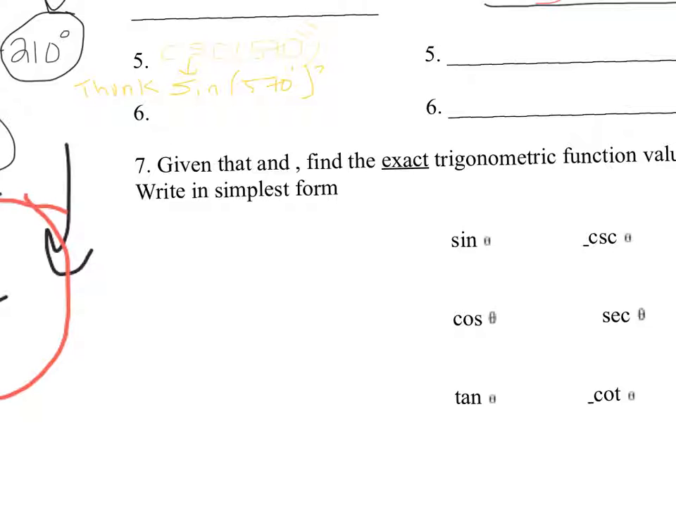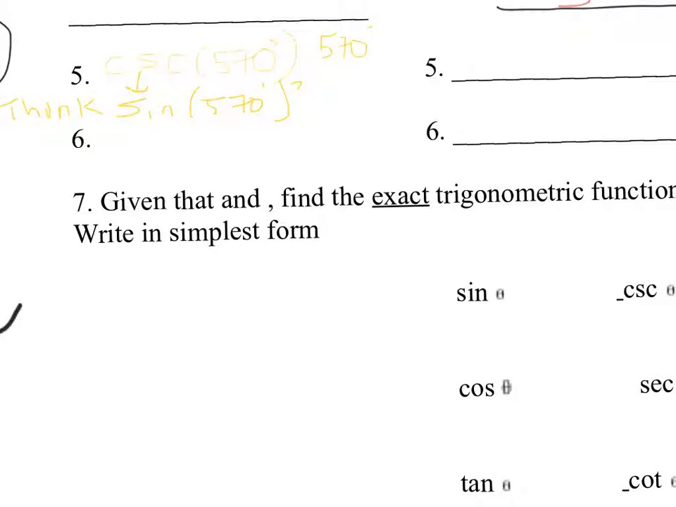Okay, so for number 5, they ask what's the cosecant at 570 degrees? So we first need to think, okay, what's its reciprocal? What's the sine at 570 degrees? Now 570 degrees isn't on the unit circle, right? It's 0 to 360. So we have to keep spinning until we hit 570 degrees. So if you take 570 and minus 360, that means you're going to do 1 revolution. You would have 210 remaining.